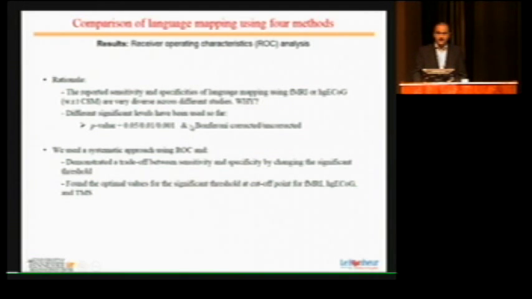So based on that, I realized that it might be because when you decrease the level of the significance threshold, it might generate different levels of sensitivity and specificity. Actually, I have shown using the ROC analysis that there is a trade-off between sensitivity and specificity when changing the threshold level. And I also found that the optimal value of the significance threshold, the cutoff point, for fMRI, ECoG and TMS depends on the subject and also depends on the modality.